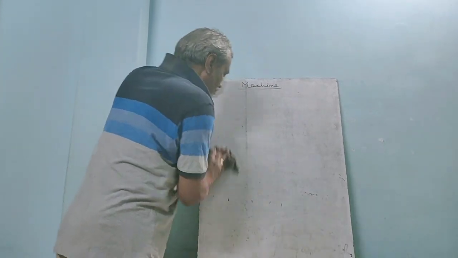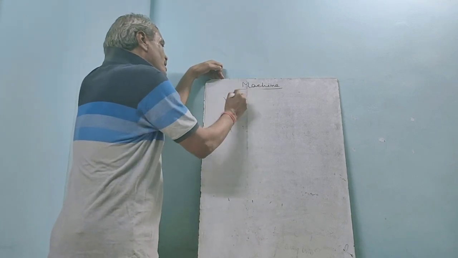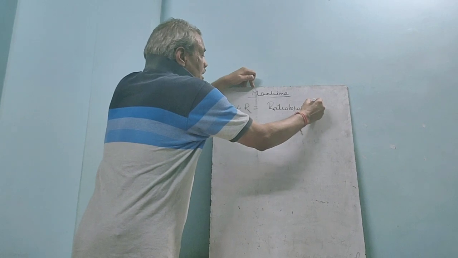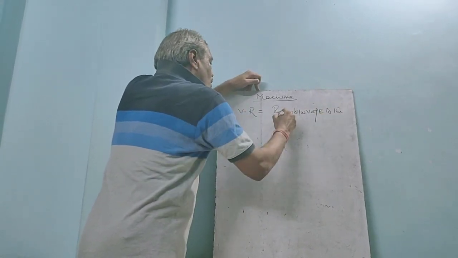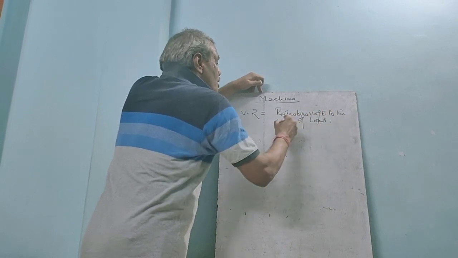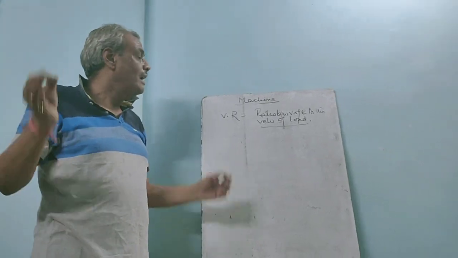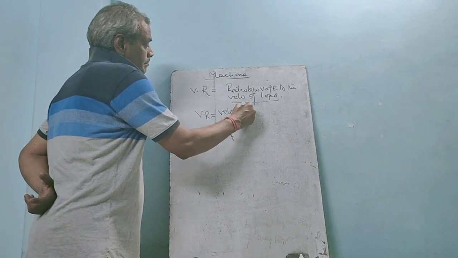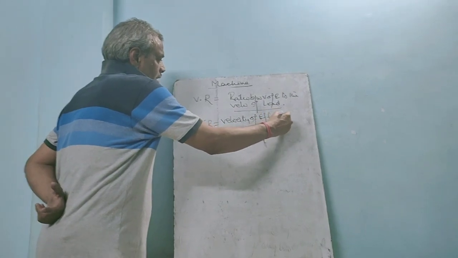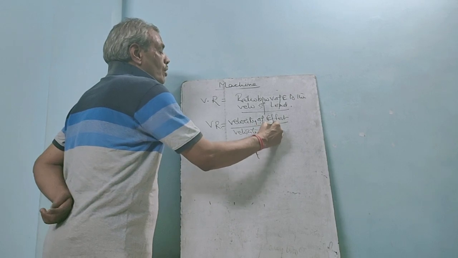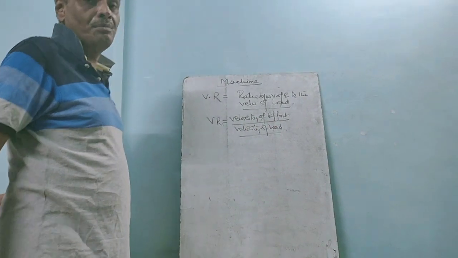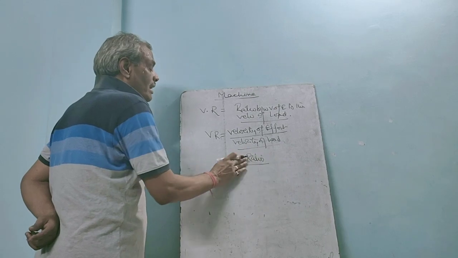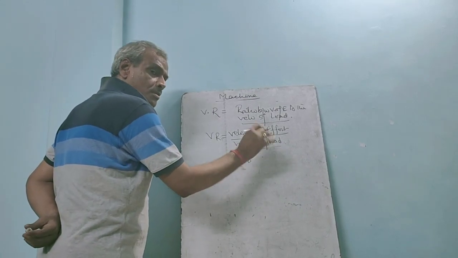One more thing. Velocity ratio. What is velocity ratio? The ratio between the velocity of effort to the velocity of load is called velocity ratio. Means velocity of effort upon velocity of load. This is velocity ratio. Since it is a ratio between two similar physical quantities, both being velocity, it has no unit.